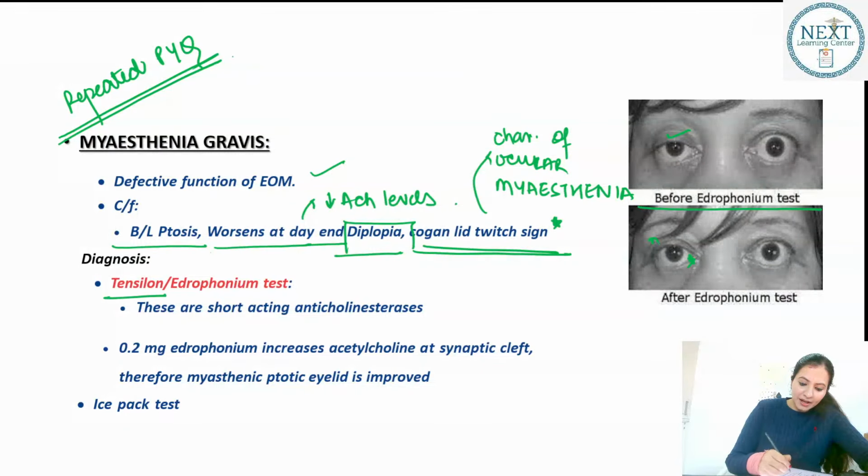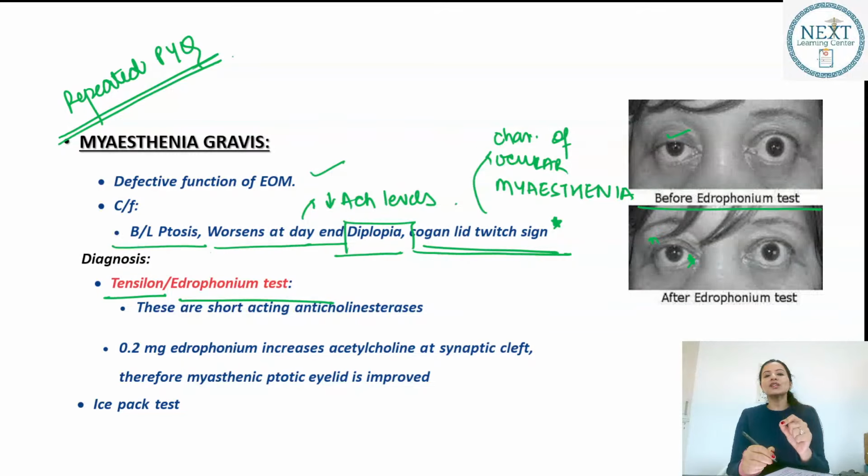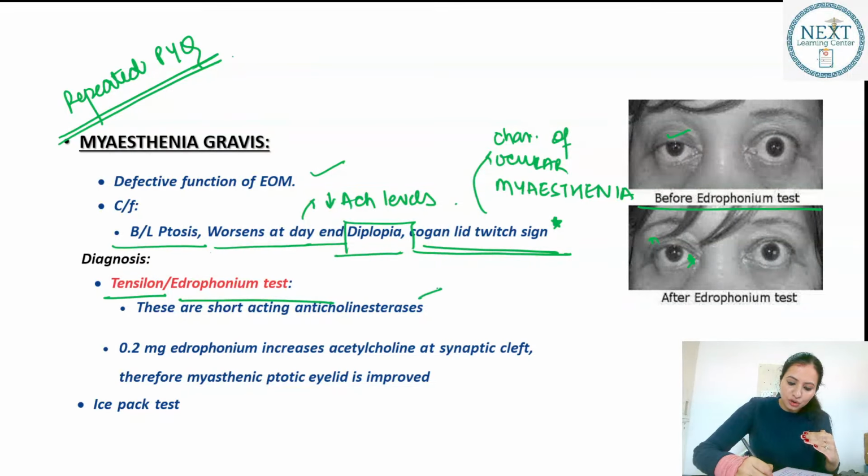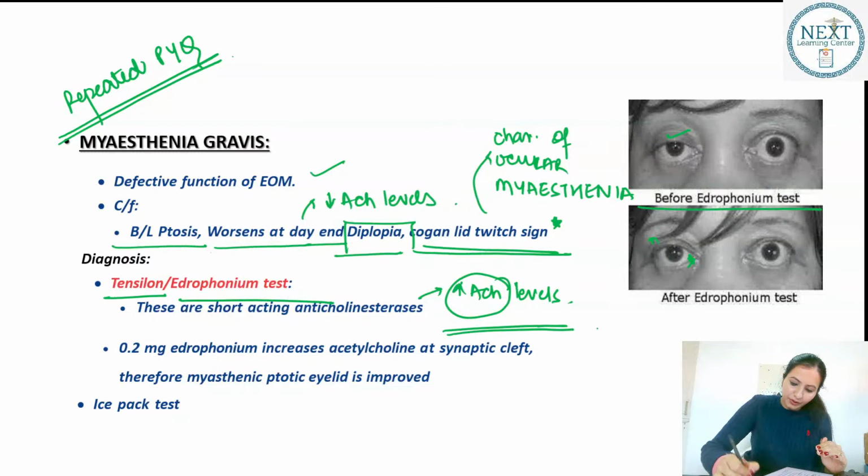Diagnosis can be done via the Tensilon or edrophonium test. So what are you doing in this? You are injecting 0.2 milligram IV of edrophonium. What will it do? It will decrease the level of acetylcholinesterase. So what will happen? It will increase your acetylcholine levels. Another is the ice pack test.